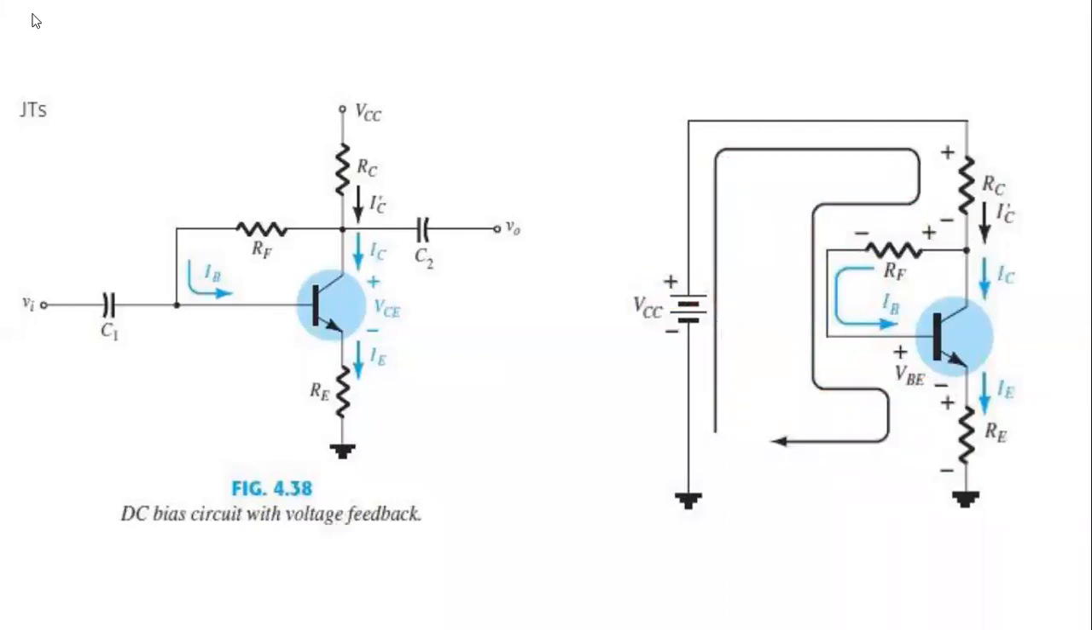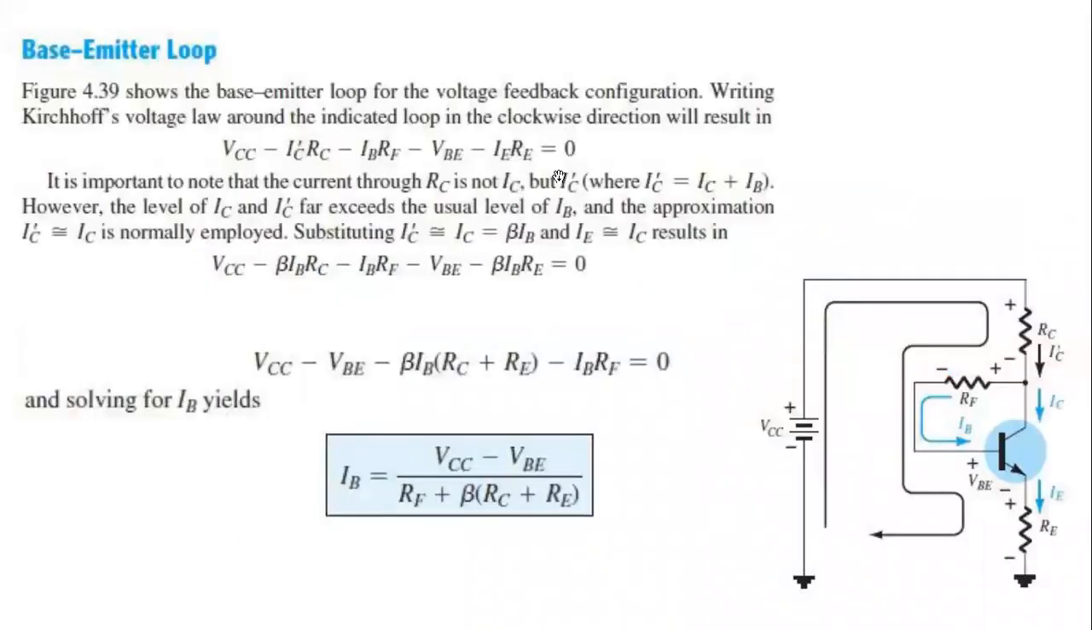The input side. You see that now, whatever I just told you, this is our desired KVL equation: VCC minus IC prime RC minus IBRF minus VBE minus IERE. We need to find out, my students, we need to find out the IB.